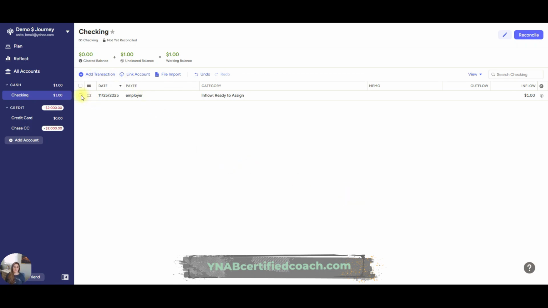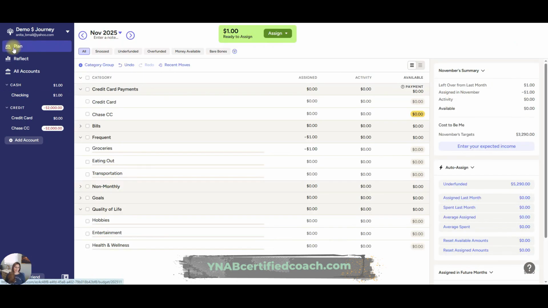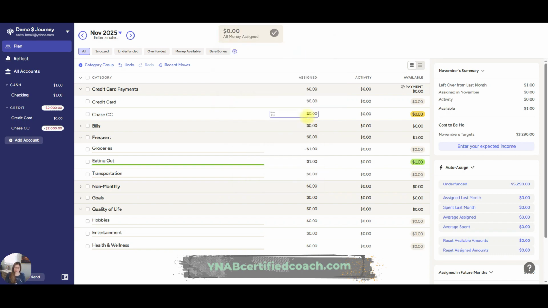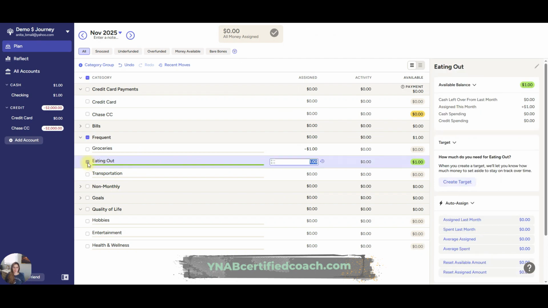So here in the checking account, we've got an inflow of $1 that's ready to assign. How that affects the plan is now you see that dollar here at the top. So I'm going to assign this particular dollar to eating out. So now you'll see in the eating out category, assigned $1, activity, nothing yet, available $1 to spend.